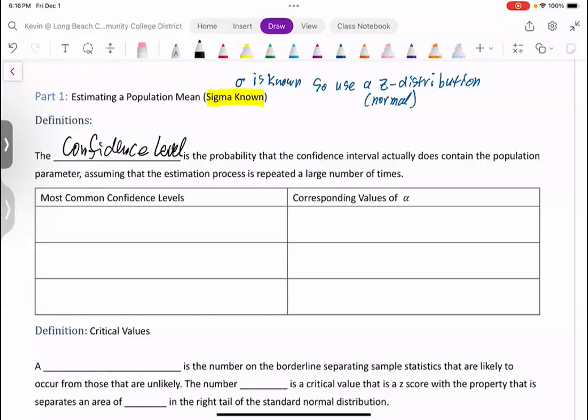The confidence level is the probability that the confidence interval actually does contain the population parameter. Again, that's the mean, the proportion, or the true standard deviation, assuming that the estimation process is repeated a large number of times.